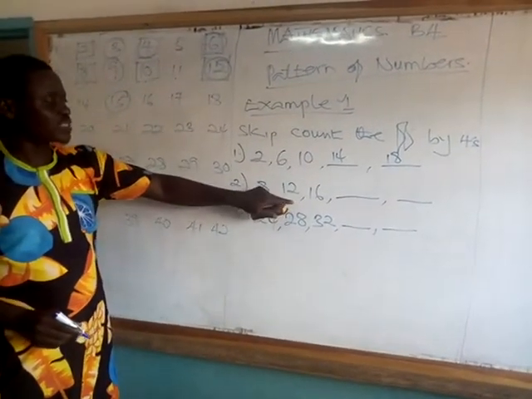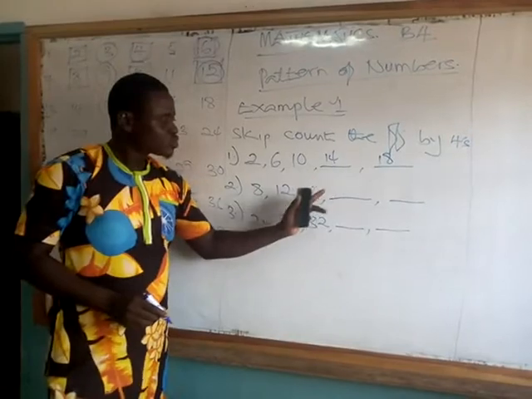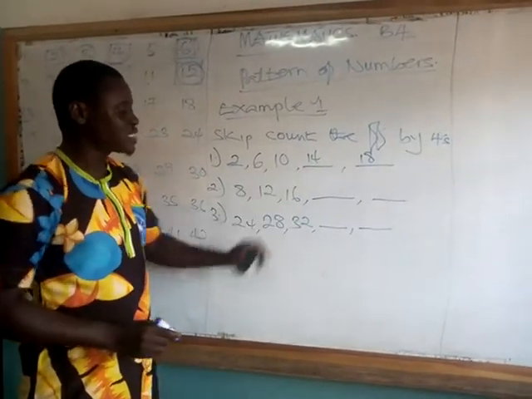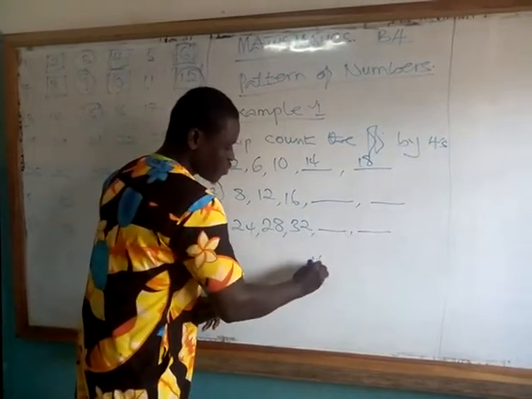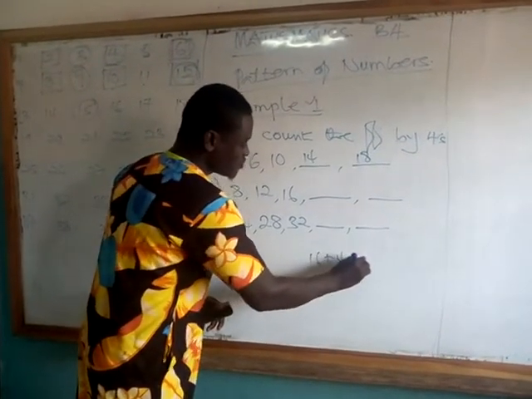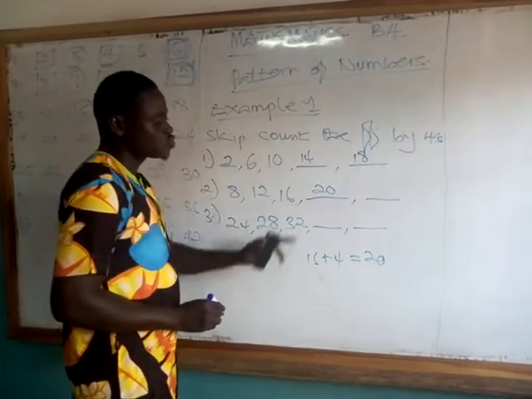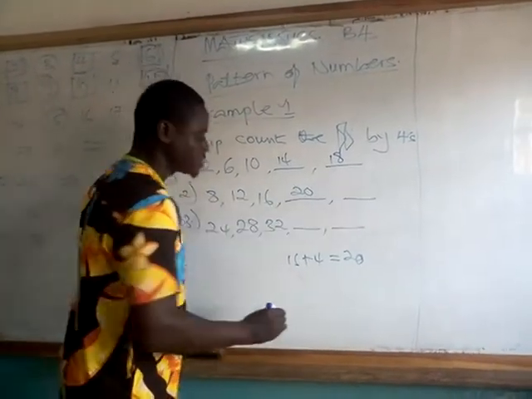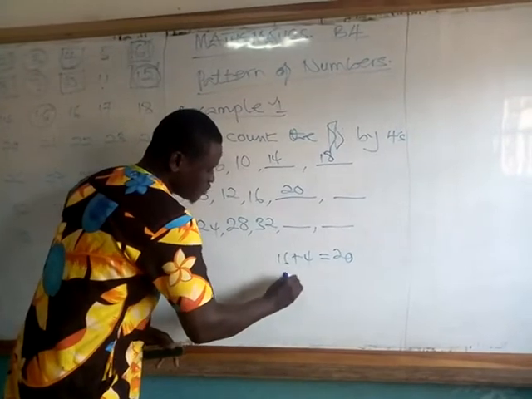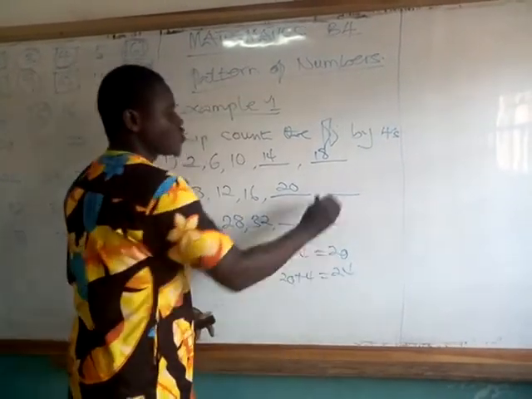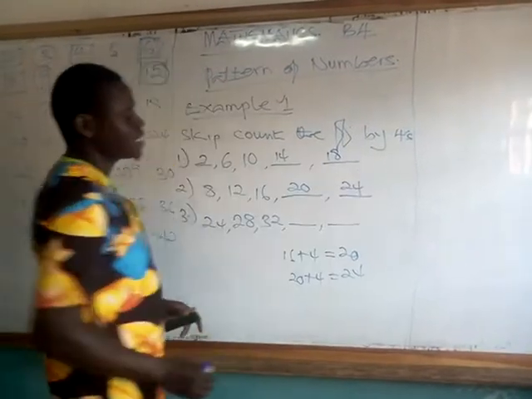Now let's come to example 2. To obtain the digit that will fit in the empty space, you add 4 to 16. 16 plus 4 will give you 20. So the digit 20 will fit in here. To obtain the next digit that will fit in the empty space, you have to add 4 to 20 again. And that gives you 24. So you have 24 in the empty space.